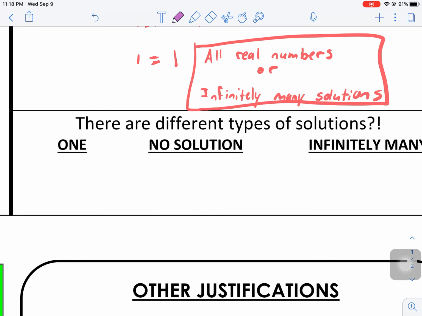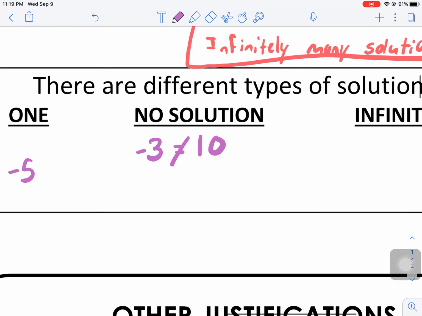So there are different types of solutions. When we get one solution, it's just x is equal to some number, say negative 5. No solution actually looks really similar to infinitely many solutions. The only difference is it would be like any number equal to a number that's not it, right? So negative 3 equals 10, that's not a true statement. Okay, so whenever you get this, your answer would be no solution. Okay, so a little hint here is that the variables cancel.